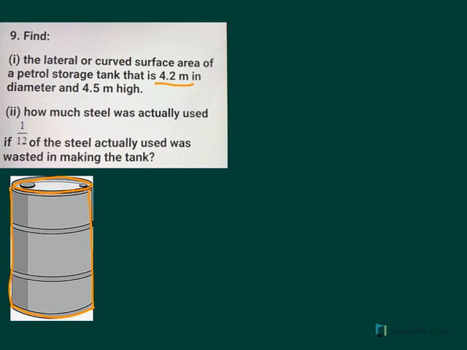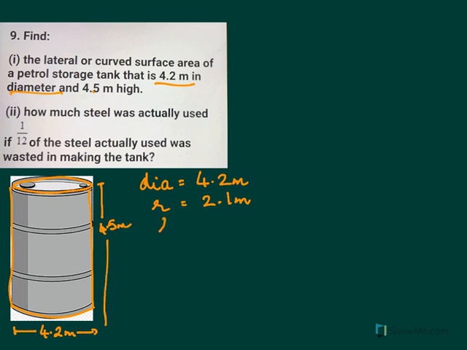The tank is 4.2 meters in diameter, so from here to here it is 4.2 meters. So diameter 4.2 meters. We always need radius, half of it, 2.1 meters, and 4.5 meters in height. So the height is 4.5 meters. And we need to find the CSA. Now the CSA is this part. This is the CSA.